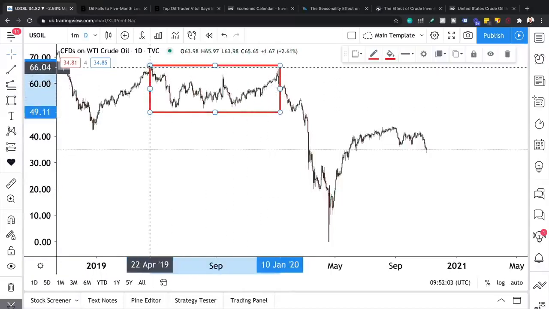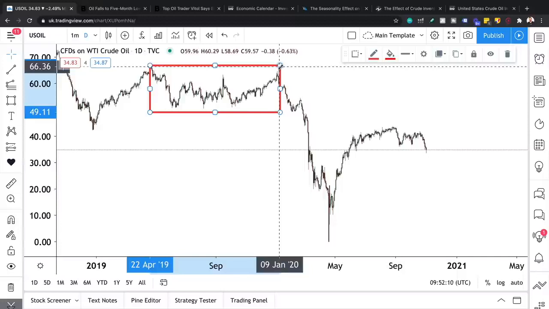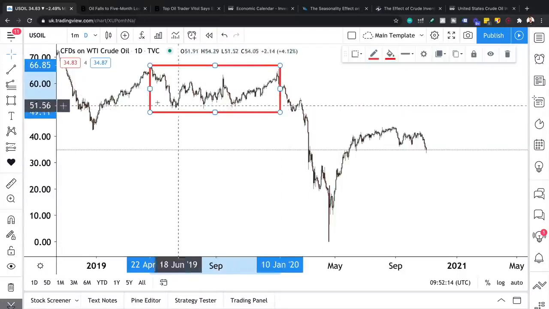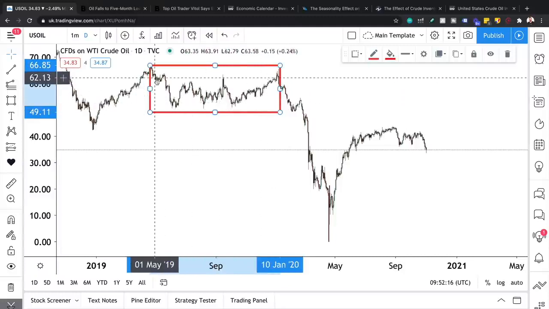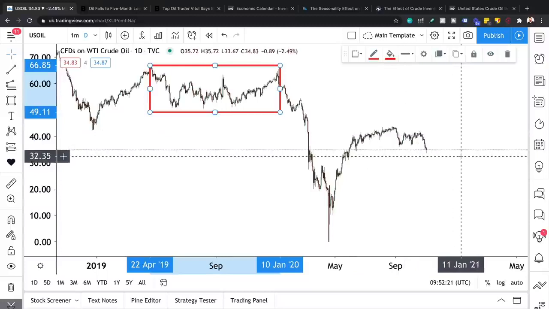However, look at the time frame. This began in April 2019 and ended in January 2020. So that sideways action lasted around 8 months, and that can certainly happen with the price of oil. So it's something to be aware of. We could easily fall into that again.